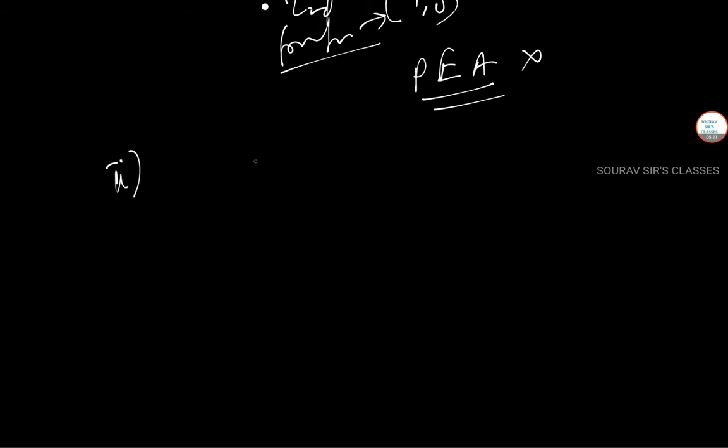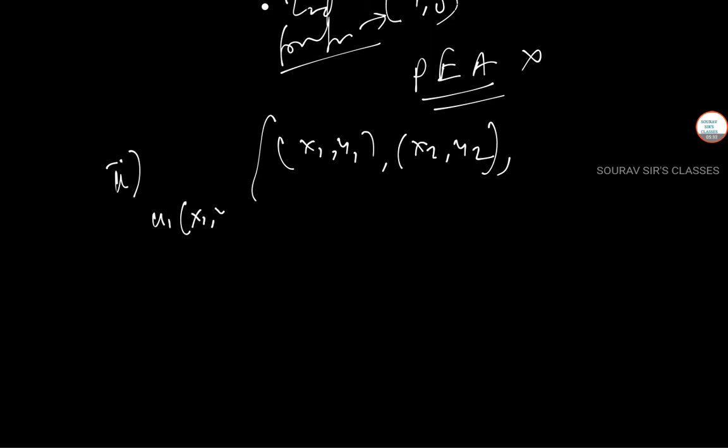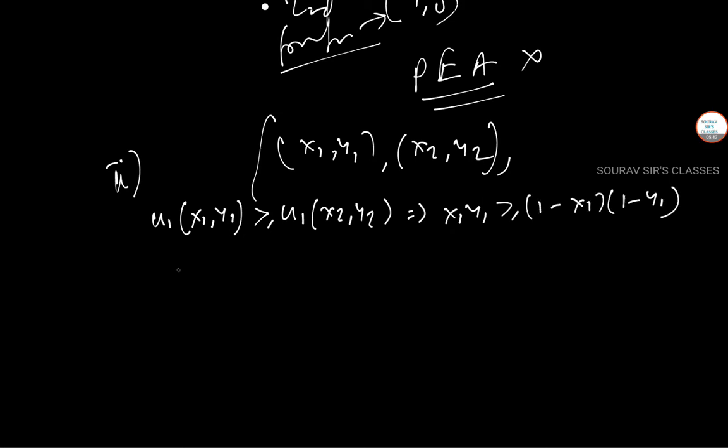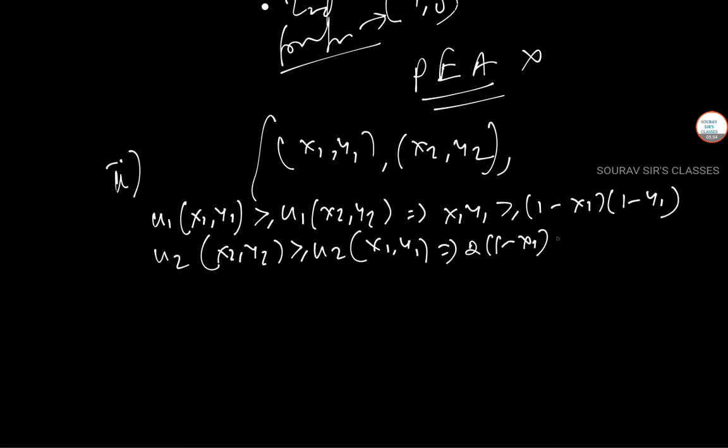Next, in the second part, consider any arbitrary solution. The allocation is x1, y1 and x2, y2. For this allocation to be envy-free, it must satisfy u1 of x1, y1 greater than or equal to u1 of x2, y2. So this gives x1 y1 greater than or equal to (1 minus x1)(1 minus y1), and u2 of x2, y2 greater than or equal to u2 of x1, y1. So 2(1 minus x1) plus (1 minus y1) is greater than or equal to 2x1 plus y1.